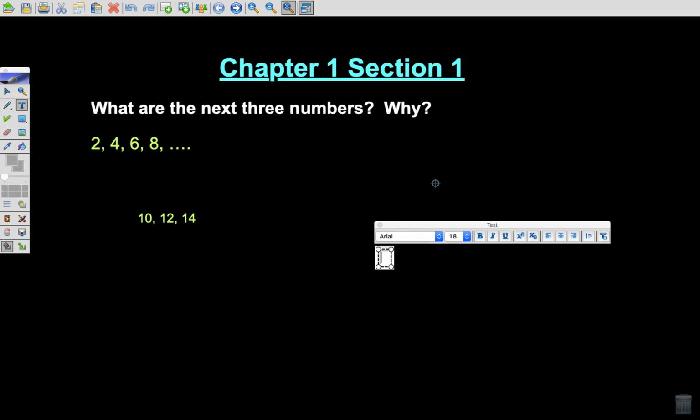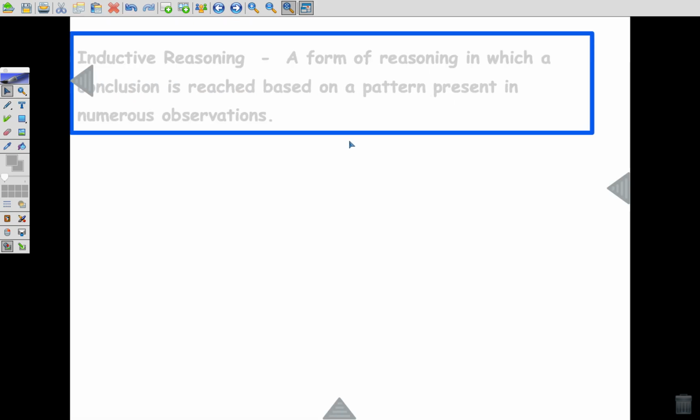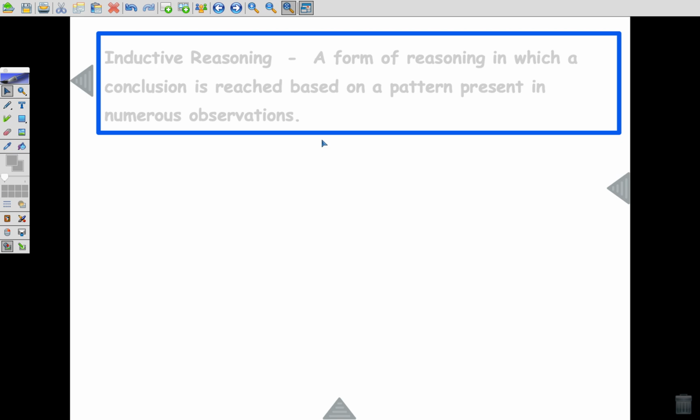So what type of logic did we just use here? Well, let's take a look. Okay, we used inductive reasoning. It's a form of reasoning in which a conclusion is reached based on a pattern that's present in numerous observations. So typically a question I would ask is, well, what other school subject do you use this in? And then in a job application, what kinds of jobs would use inductive reasoning?